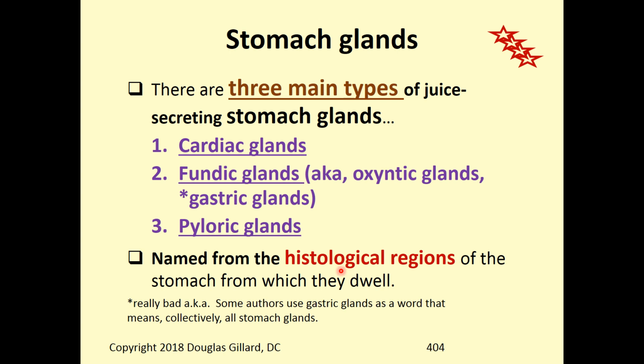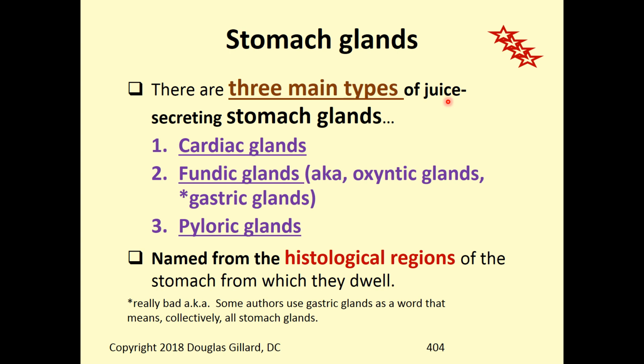So again, stomach glands. There are three main types of these juices, and when I say juice, I really mean hydrochloric acid. I mean HIP. Remember the hipster? Hydrochloric acid, intrinsic factor, and pepsinogen, which converts to pepsin, of course, and mucus as well comes out of there. So when I say juices, that's what I mean by that.